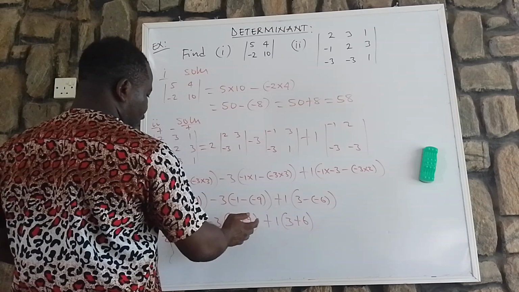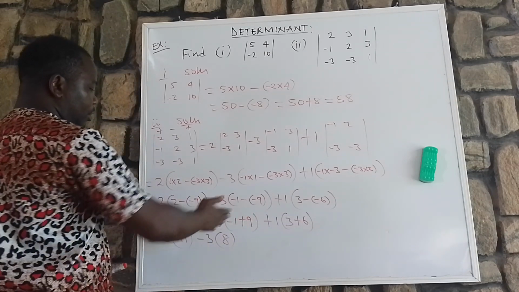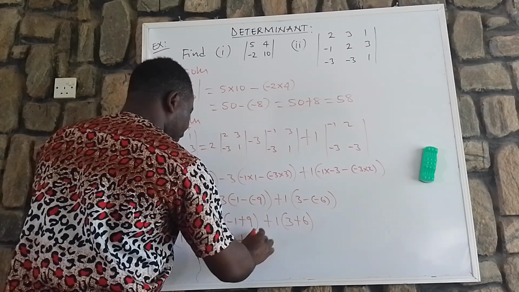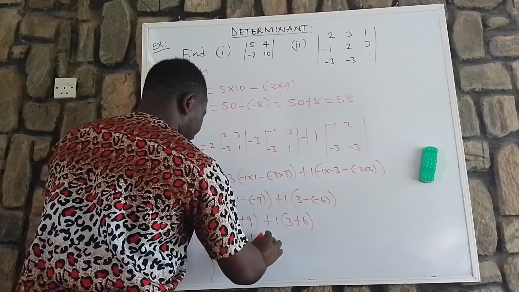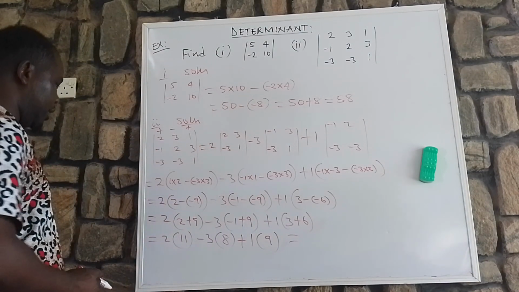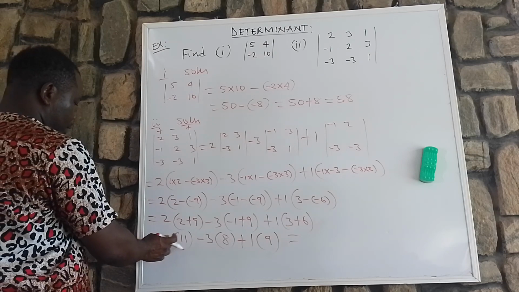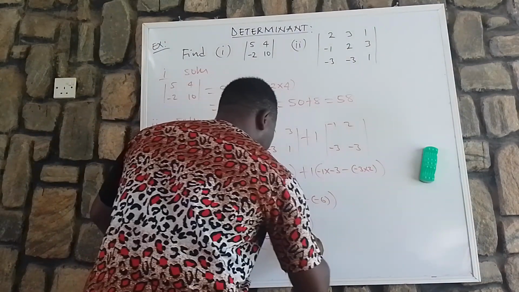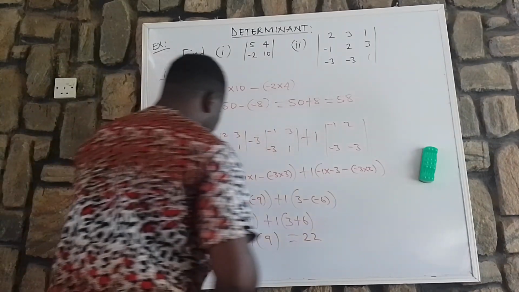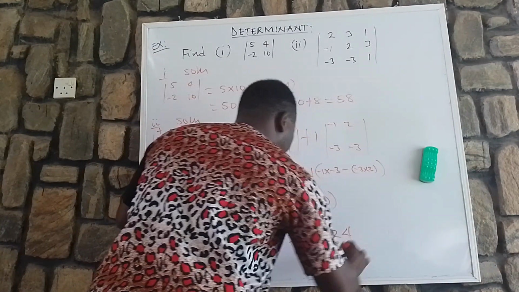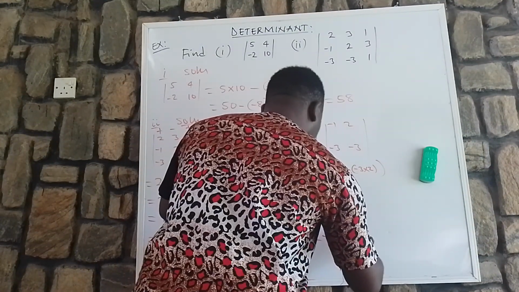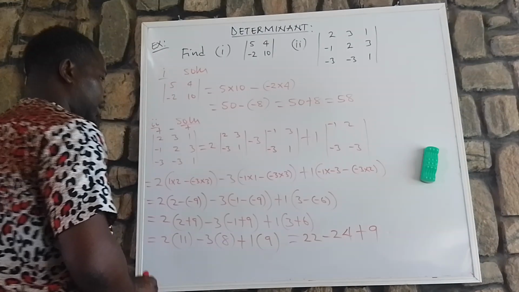If you use that 9 to go and pay a 1 naira debt, how much will be left? Is it not plus 8? Are you still owing? No. Then plus 1, 3 plus 6 will give us 9. So now the determinant of this 3 by 3 matrix is: let us multiply 2 times 11 will give us 22. Then minus 3 times 8 will give us minus 24, isn't it? Then plus 1 times 9 will give us 9.